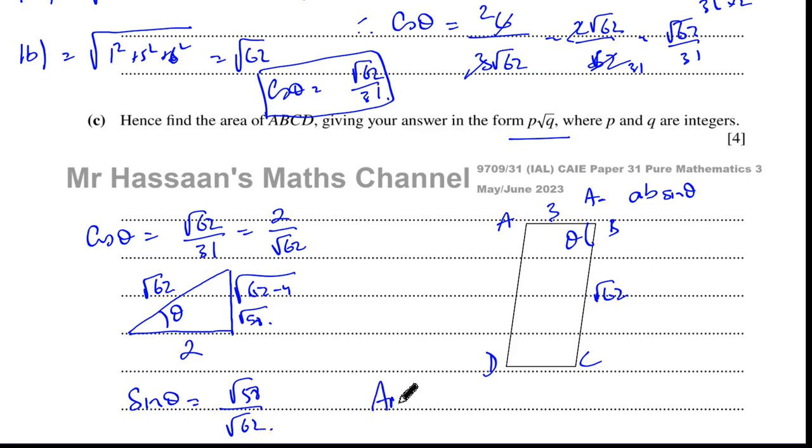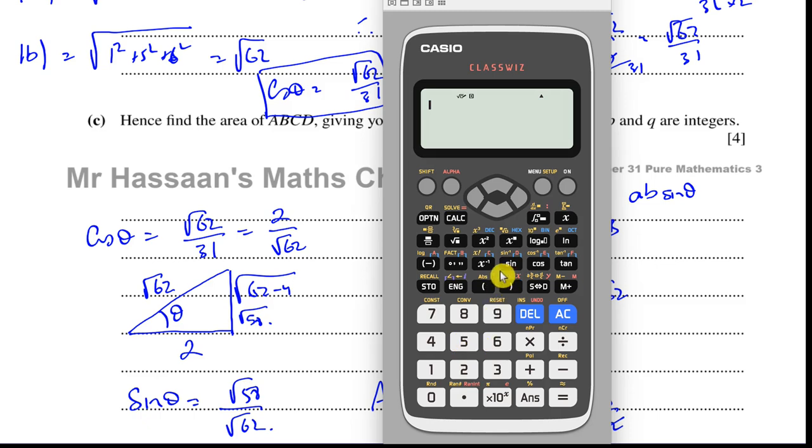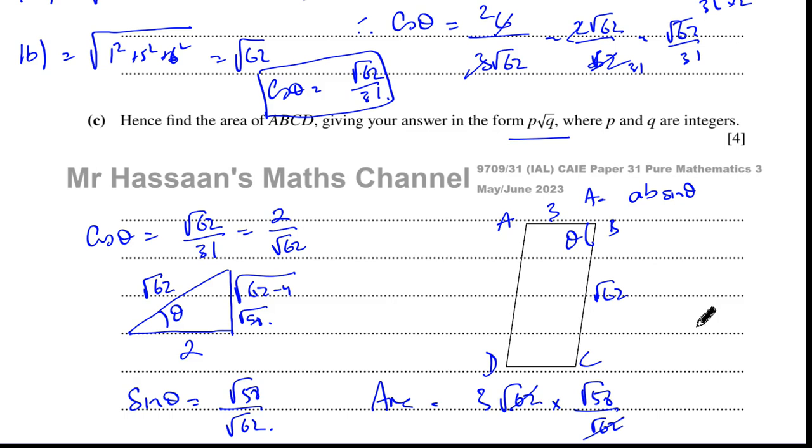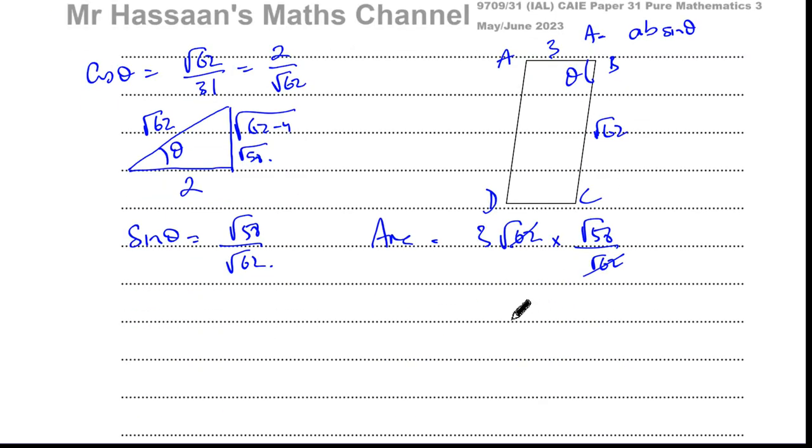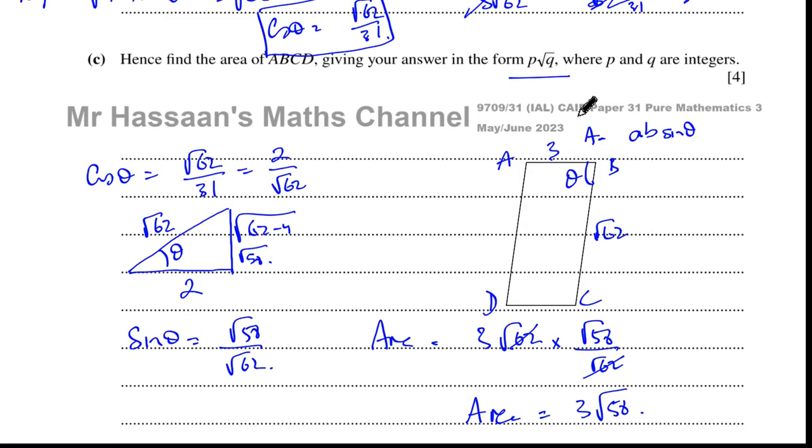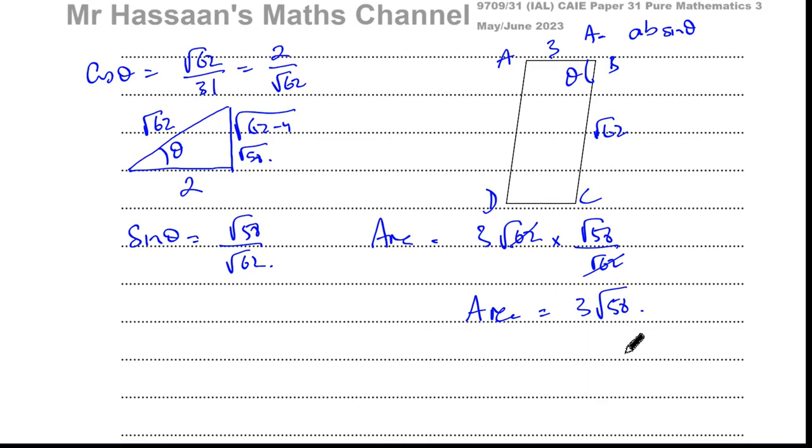Therefore the area is going to be 3 times root 62, that is A times B, times the sine of theta, which is root 58 over root 62. The root 62s cancel. Now we're going to find what root 58 is. We can do this in our calculator to see if it gives us a breakdown. No, it's not. So the answer is 3 times root 58. There's no perfect square in there. So the area we're looking for is 3 times root 58. That's in the form P root Q, where P and Q are both integers.